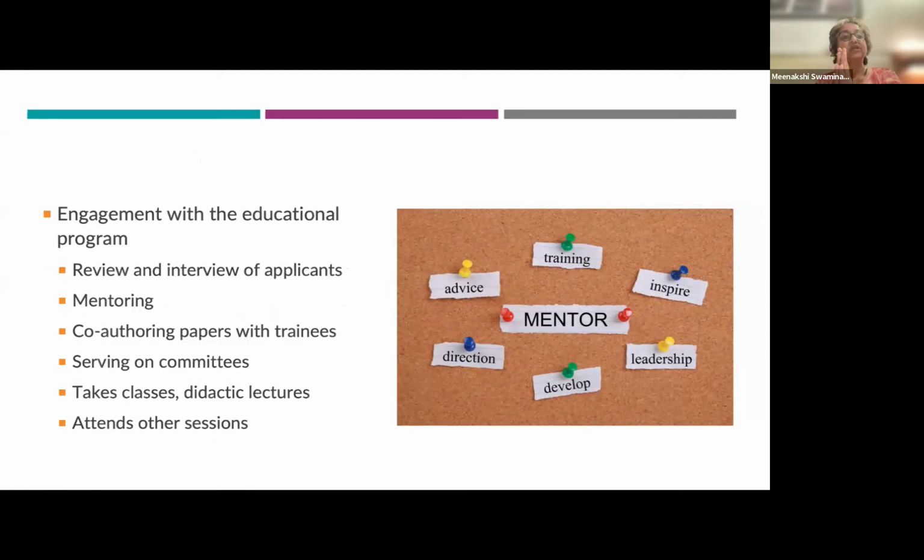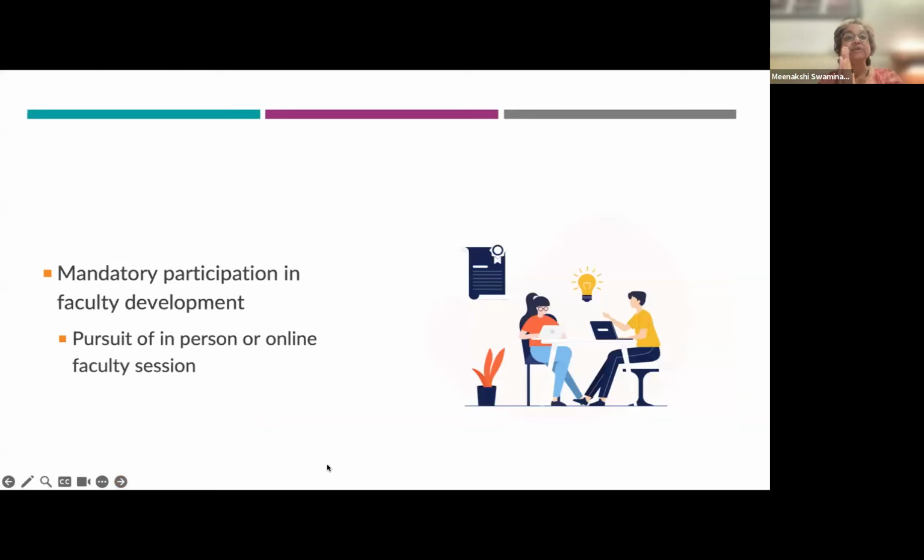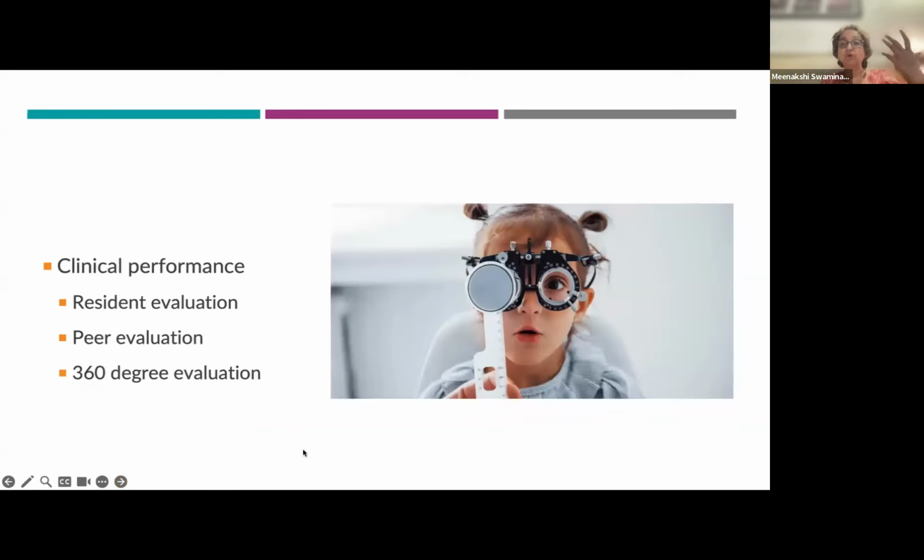The faculty is also evaluated on their engagement with the educational program itself. Do they take part in review and interview of applicants? Are they doing mentoring? Are they co-authoring papers with trainees, serving on various committees like the curriculum committee? How many classes do they take, didactic lectures, and do they attend other sessions as well, even if they are not chairing them? And mandatory participation in faculty development, which means the faculty themselves, how good are they at pursuing in-person or online faculty sessions for development?